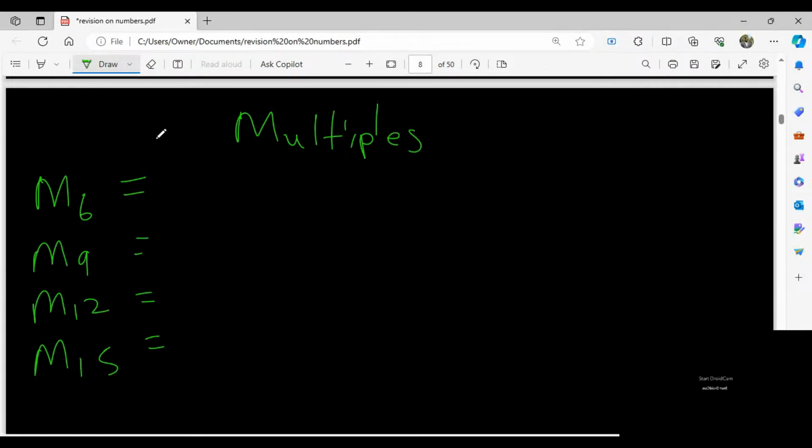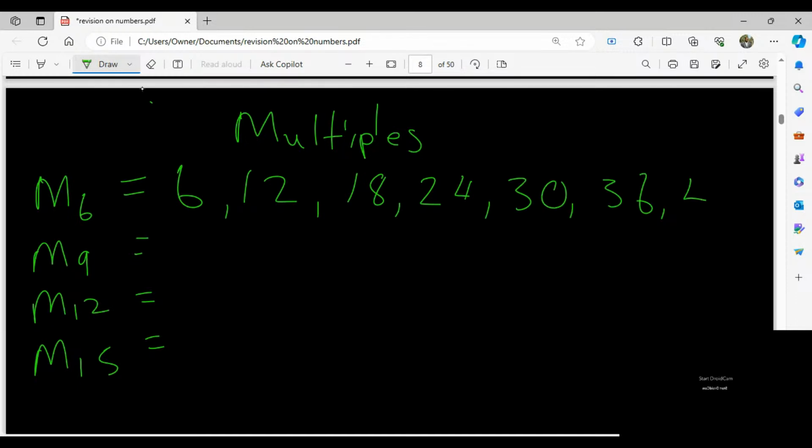All right, so the multiples of 6 are 6 itself, 12, 18, 24, 30, 36, 42, and so forth. Let's just put 3 dots here, showing that the numbers continue up to positive infinity.